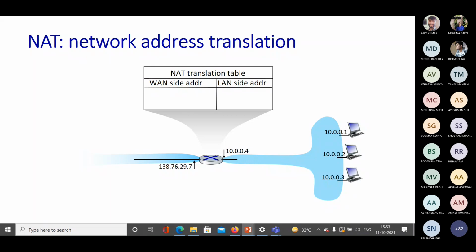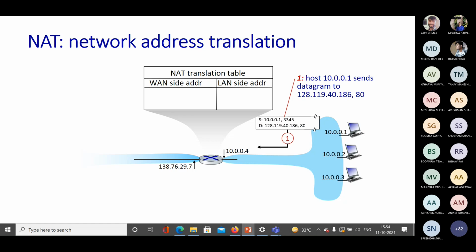All right, so how does this router match whatever packet arrives at the router and send it to the correct destination address? For this, a table is maintained which is known as the NAT translation table. This is the WAN side address, that is the wide area network, the outside internet side, and this is the LAN side address, that is the local area network.